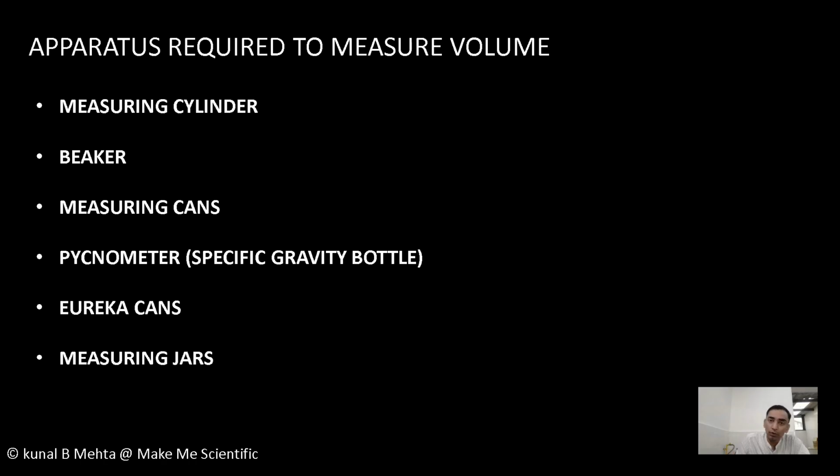Moving ahead, if you want to measure the volume of solids, liquids, and gases, we will talk about gases later. So if you want to measure the volume of solids or liquids, you require a few of these apparatuses. So the measuring cylinder is one, then beaker, measuring cans, pycnometer or relative density bottle or specific gravity bottle, Eureka cans, and the measuring jars. Out of these, the measuring cylinder, the pycnometer, and the Eureka can are very important for our syllabus.